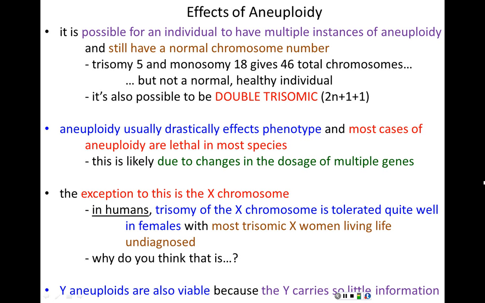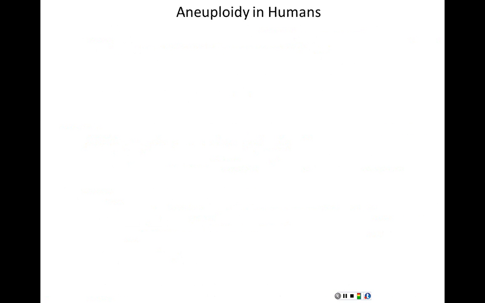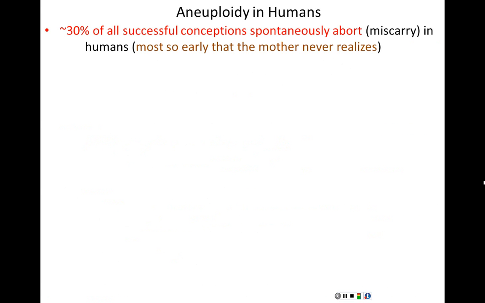We also have Y aneuploids. Males who are aneuploid for Y, they have more than one Y, are usually viable because the Y chromosome is so useless. I mean, you have SRY, which initiates testis formation, and that's about it. So you have too many of nothing but SRY, it's not going to hurt you so much. But that's for the sex chromosomes. For the autosomal chromosomes, aneuploidy is a pretty big deal.